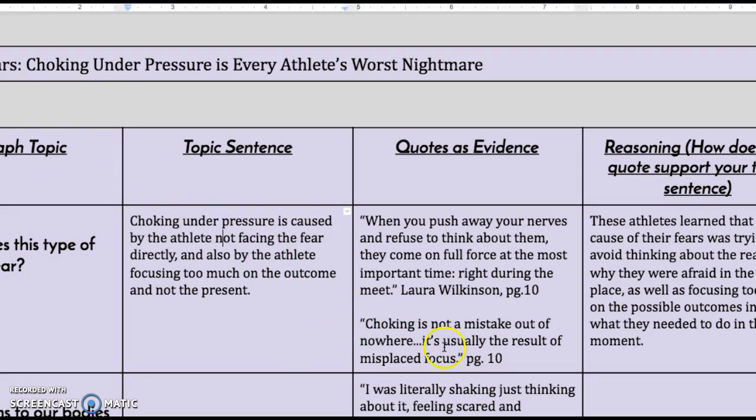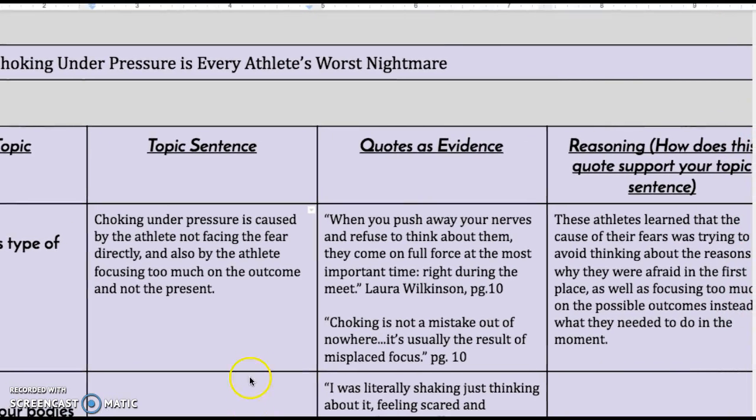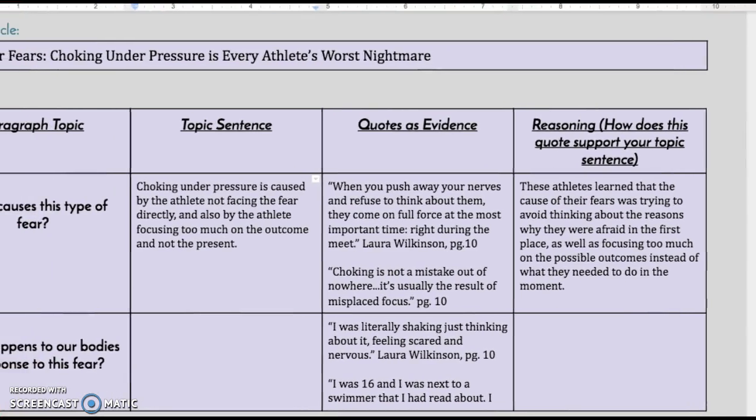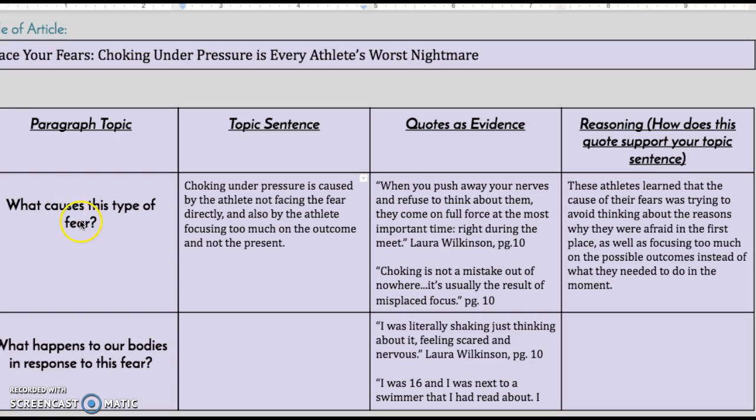So your quotes as evidence box is pretty self-explanatory. What you need to look for in your article or whatever you were using as your mentor text, so if you got it from a website, for example, you needed to find a quote, a sentence from the text that explains what causes this type of fear. In my class, we found that there were 2 quotes there. There was this first quote from the diver. Oh, by the way, I'm focusing on choking under pressure is every athlete's worst nightmare. So if you're doing the same as me, these are the quotes I used.